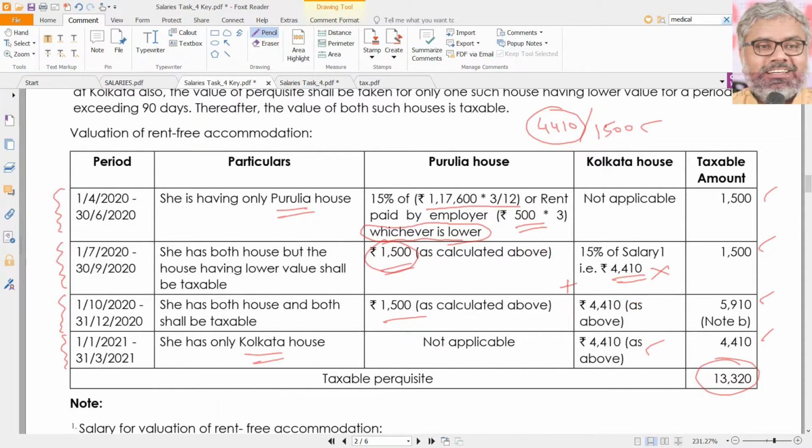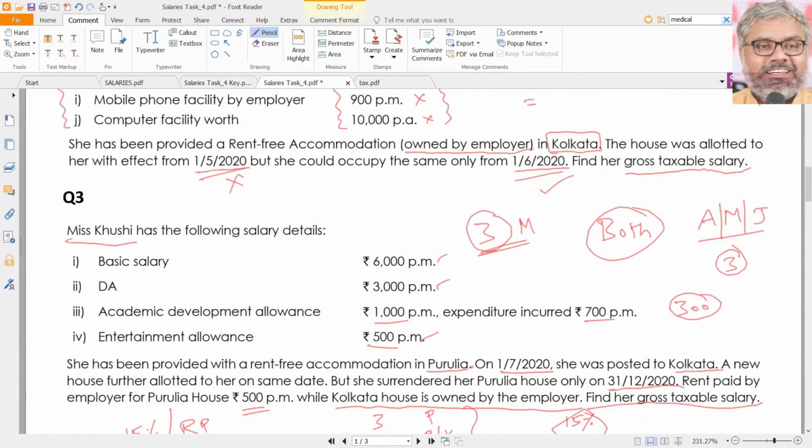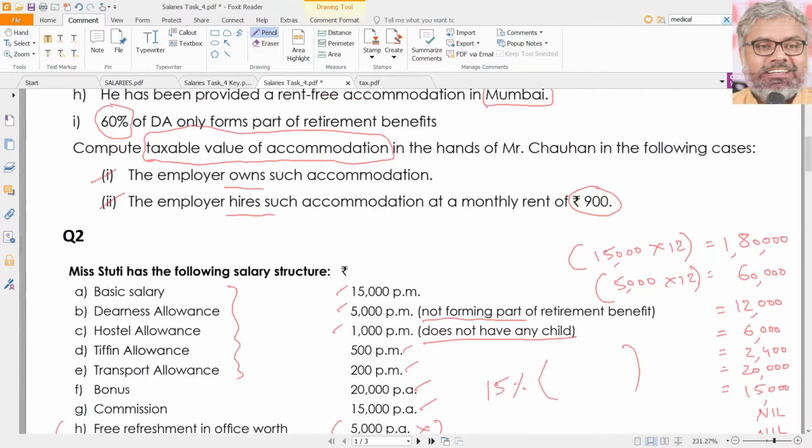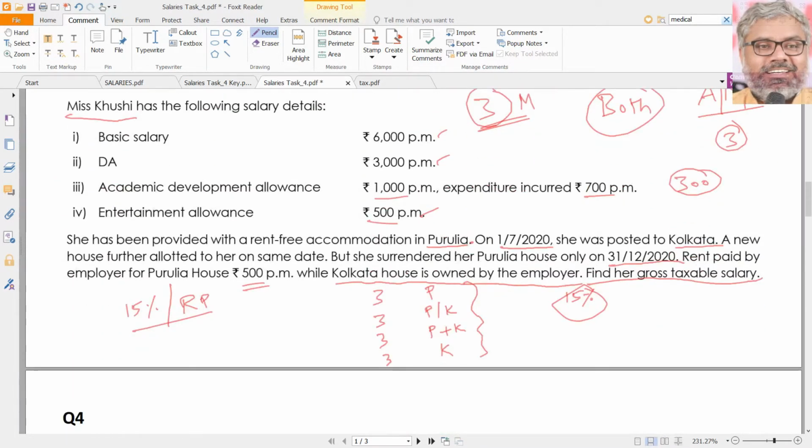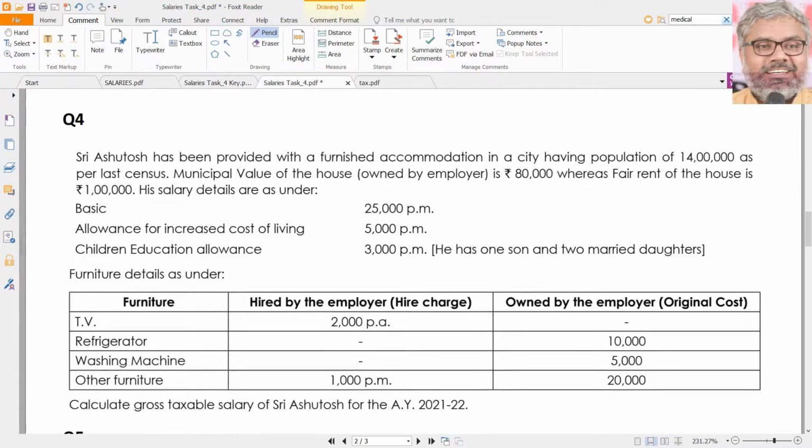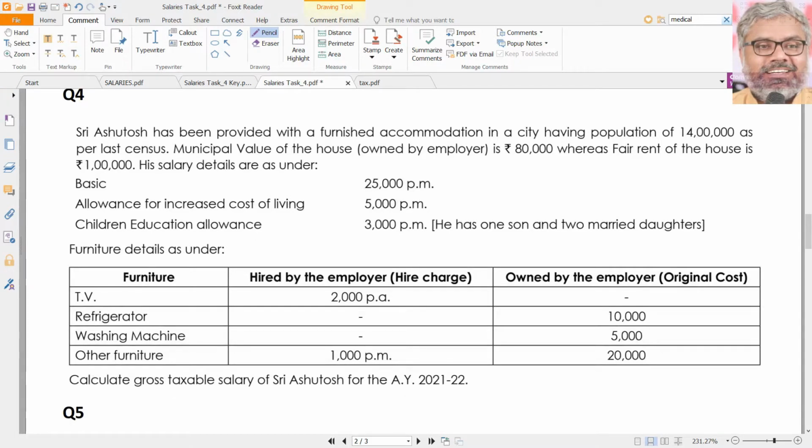That is rent-free accommodation computation, taking the entire year and splitting it into different periods according to the provisions, according to the information given in the question. This classification or splitting of the year into different parts and calculating for each part separately is the only crucial thing in that question number 3. So question number 2 and question number 3 definitely are focusing on the rent-free accommodation. Okay. Then question number 4 is also starting with that only.